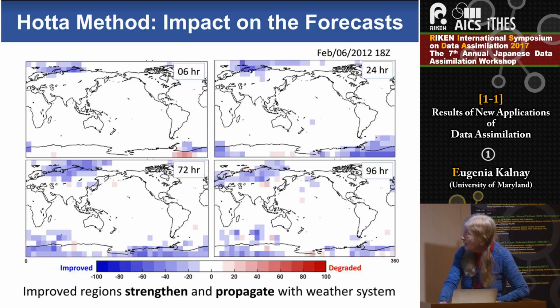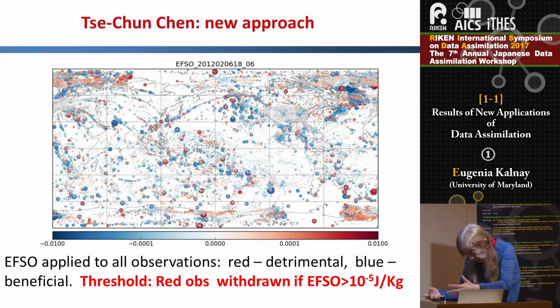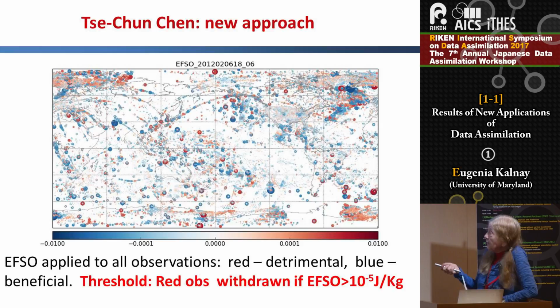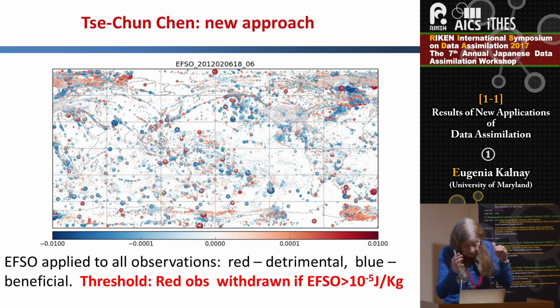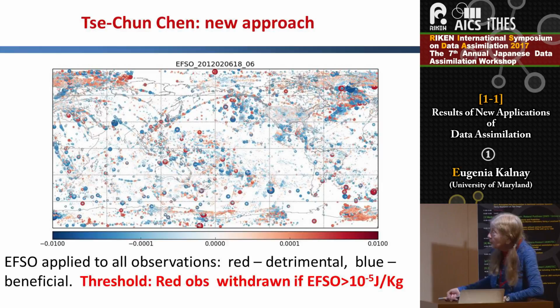And now Chechun is continuing the pioneering work of Daisuke and Yoichiro, and he just thought of a completely new approach. Rather than trying to find regions which were affected, he took observation by observation. And here is a beautiful plot that shows, for each observation, whether it was detrimental or beneficial. If it's blue, it's beneficial. And if it's large, it's very beneficial. And same with red. For example, here is a very detrimental observation. And we have blocks of observations at the pole that have patches of red, which are MODIS winds at the pole.